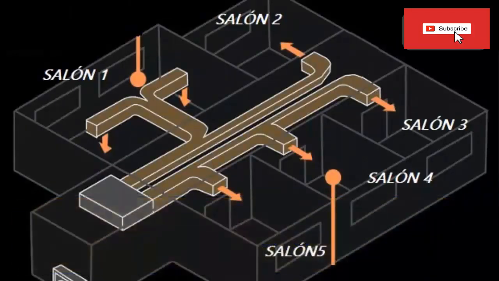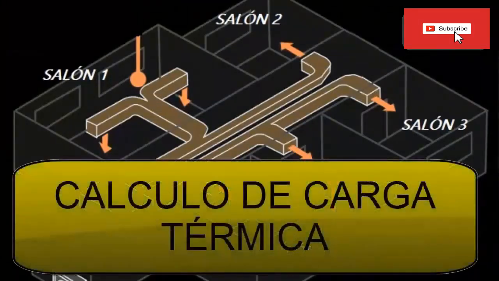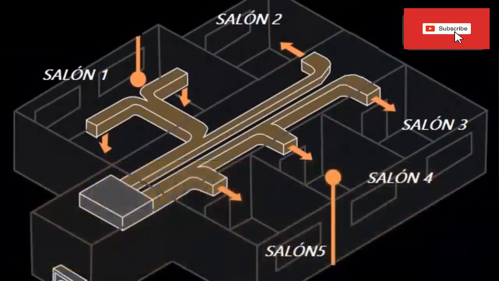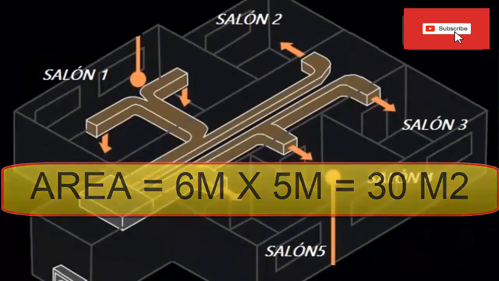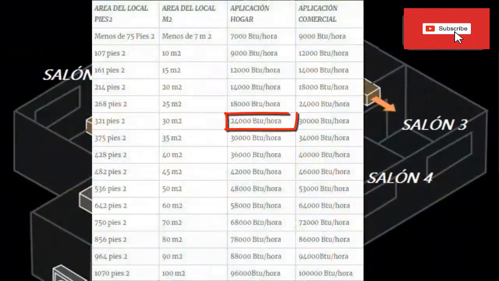Let's go with step number 1 for the design of this duct system. We must know the thermal load of each room, in order to select the air conditioning unit that we need. To do this, we go through each room evaluating the length and width. For example, room 1 measures 6 meters long by 5 meters wide for an area of 30 square meters. Therefore, it corresponds to a thermal load of 24,000 BTU per hour or 2 tons of refrigeration.